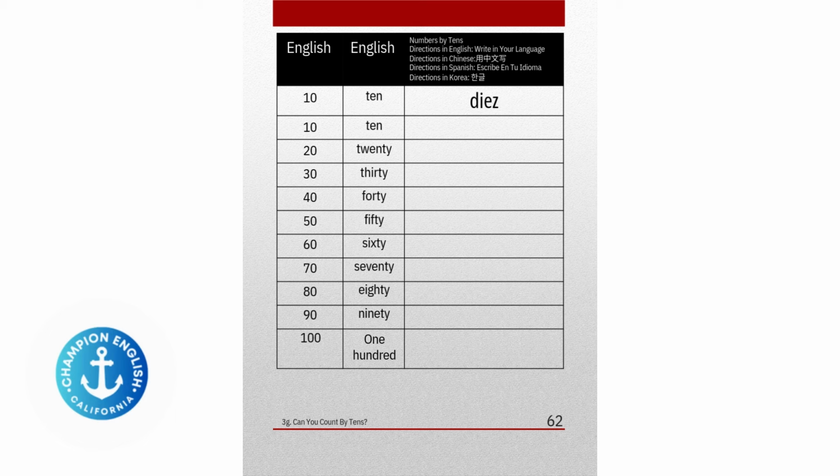So if you speak German or French or Chinese or Japanese or Sinhalese or Khmer or Vietnamese or Korean, whatever language you speak, Spanish, go ahead and translate it into your own language. So we have 10. Come on, let's say it again together. 10, 20, 30, 40, 50, 60, 70, 80, 90, 100. All right, students, you have 5 minutes. Ready and go.